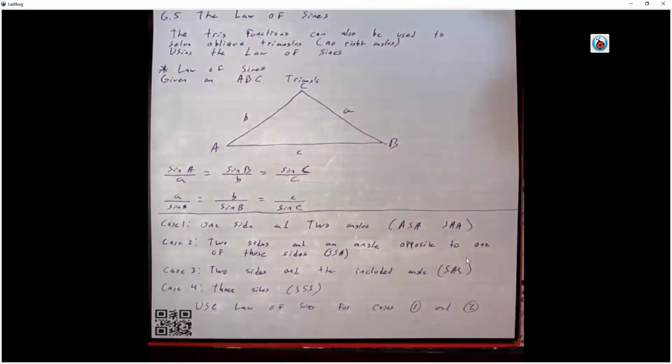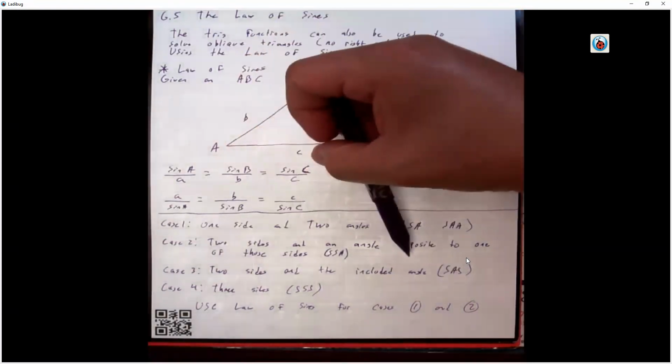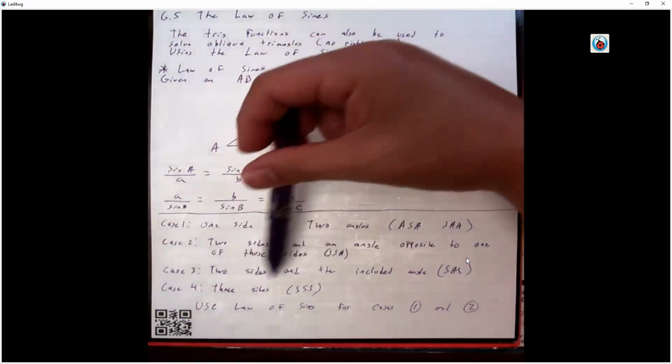And the last one's SSS. Yeah, there's 3 sides. Okay, and the first one is ASA and SAA. Angle, side, angle. 1 side and 2 angles is case 1. Case 2 is 2 sides and an angle opposite to one of those sides. Case 3 is 2 sides and the included angle. Case 4 is just 3 sides.